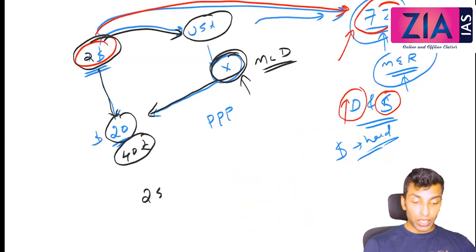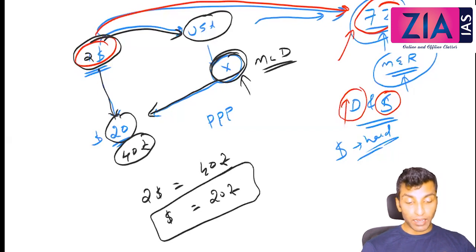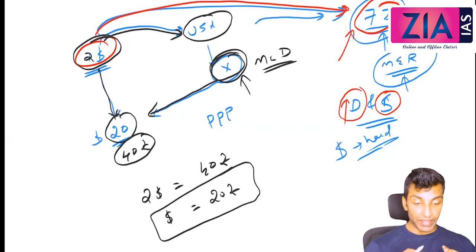So $2 equal to 40 rupee, or $1 equal to 20 rupee. So this is your real worth of dollar. Are you able to get me? So this shows the purchasing power parity exchange rate. So purchasing power parity exchange rate will always be less than market exchange rate.